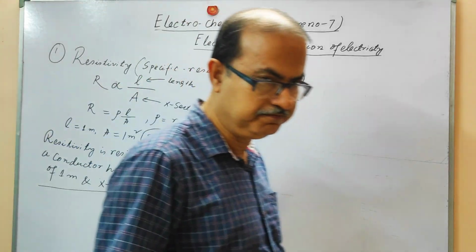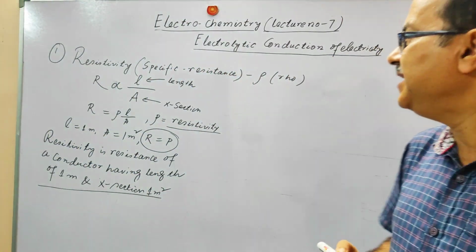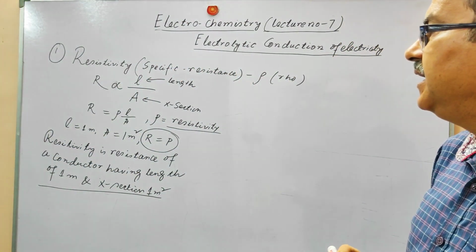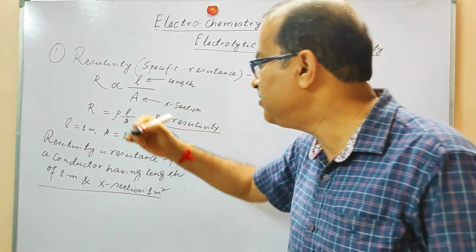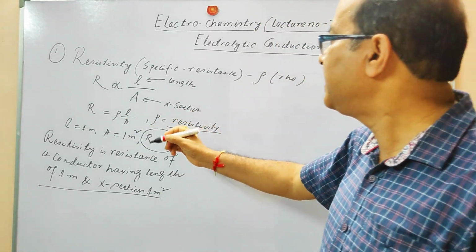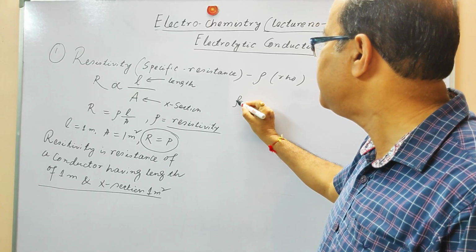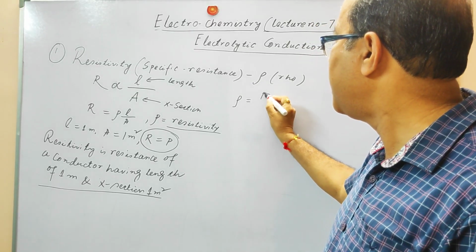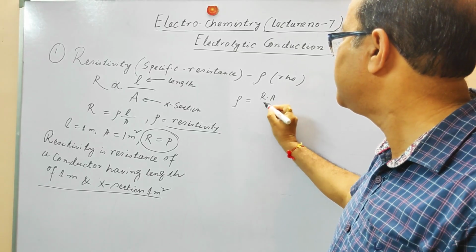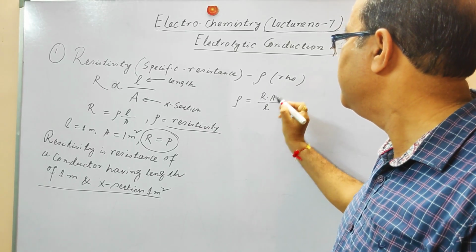So this is the definition of resistivity. So what would be the unit of the resistivity? Let us understand. From this we can understand. So we can write this equation in this way, that is resistivity is equal to R into cross section divided by L.